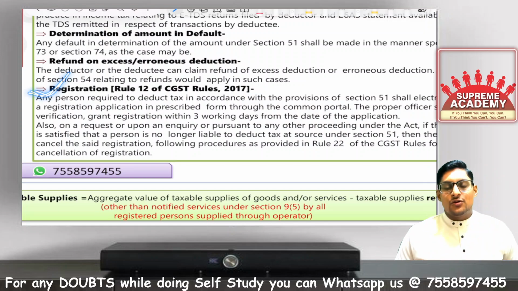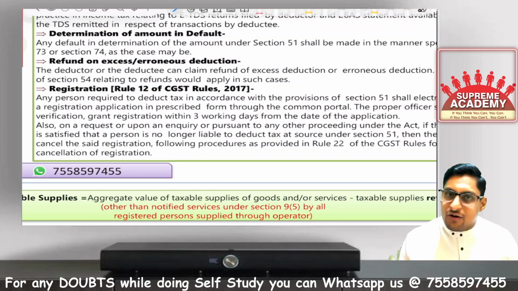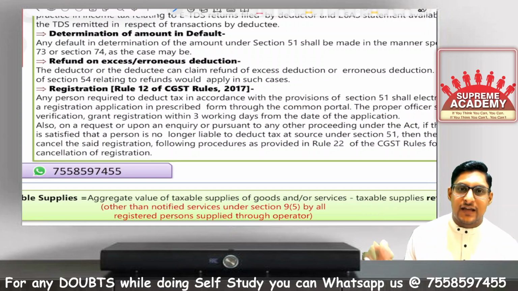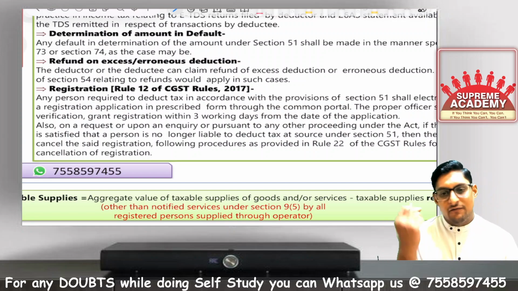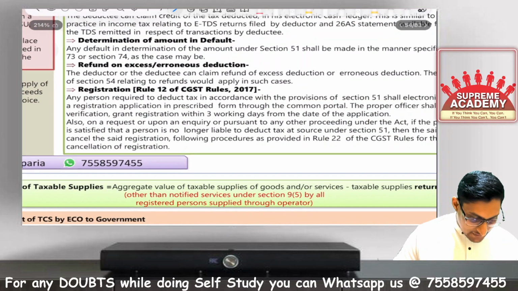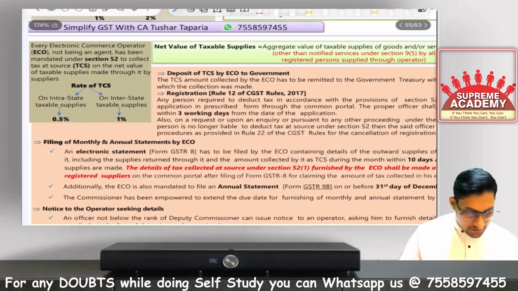Also, the deductor who is going to deduct tax at source under section 51 is required to get compulsory registration under section 24 of the Act. He should take compulsory registration under the Act, and only then can he have the permission of deducting tax at source under section 51. There is also the provision of cancellation of registration as per the known provisions of the Act under section 29, and the registration procedure as per section 25 will be applicable to the person we want to register under section 51 here.